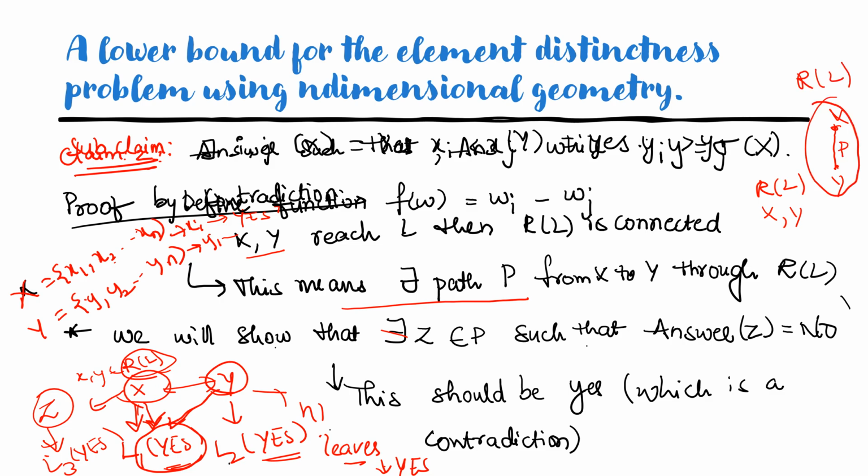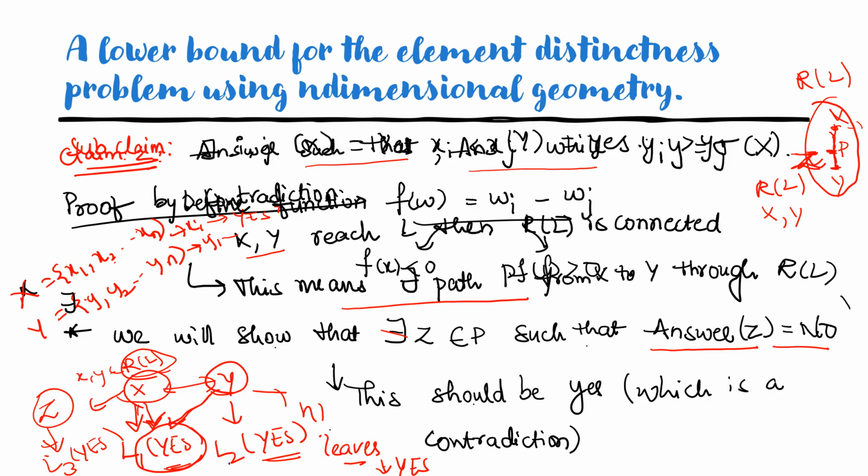So I am going to take a point Z that belongs to path P, where the answer for Z will be no. Here the answer for x and y is S. So anything that belongs on this path should be an S. I am showing that for Z the answer will be no, which is a contradiction. It should be an S, but I'm saying that it's a no. So this is how I'm going to prove by contradiction.